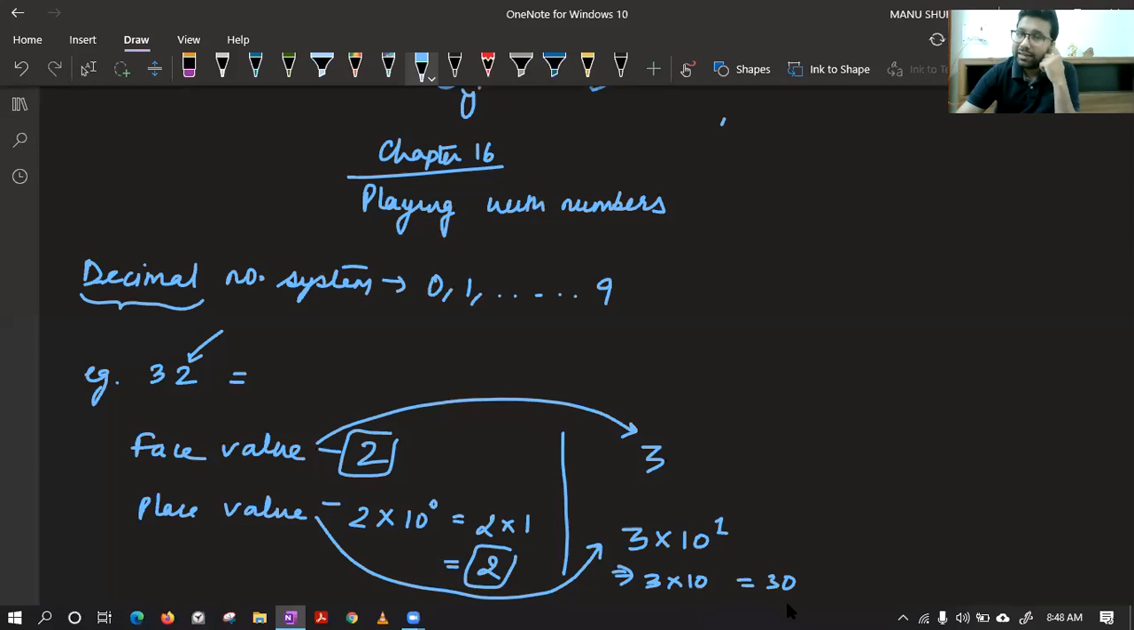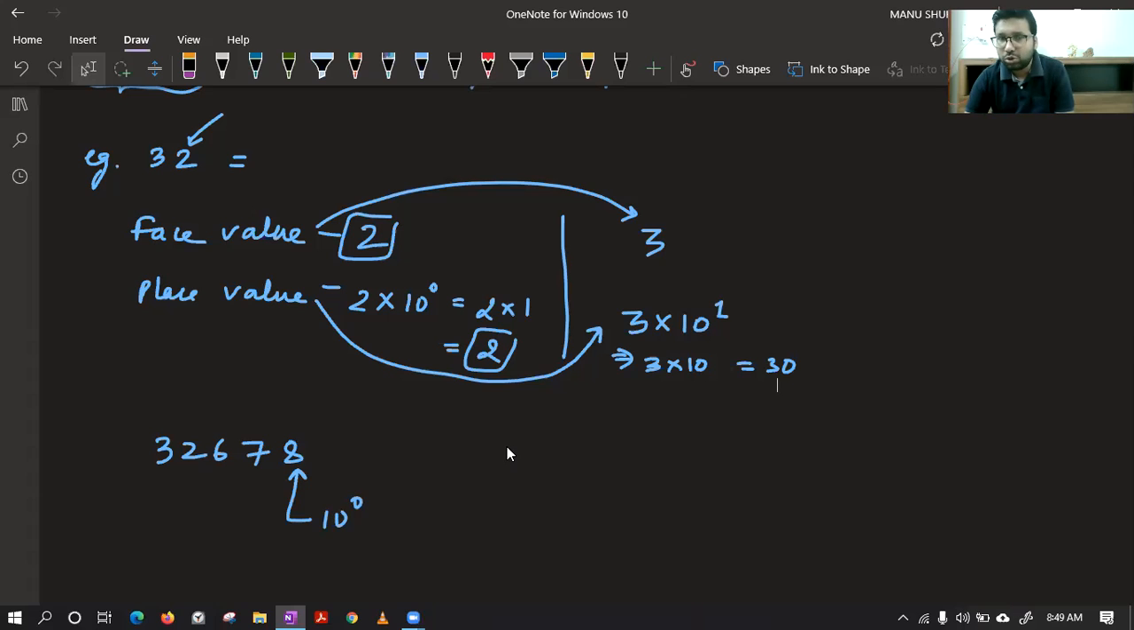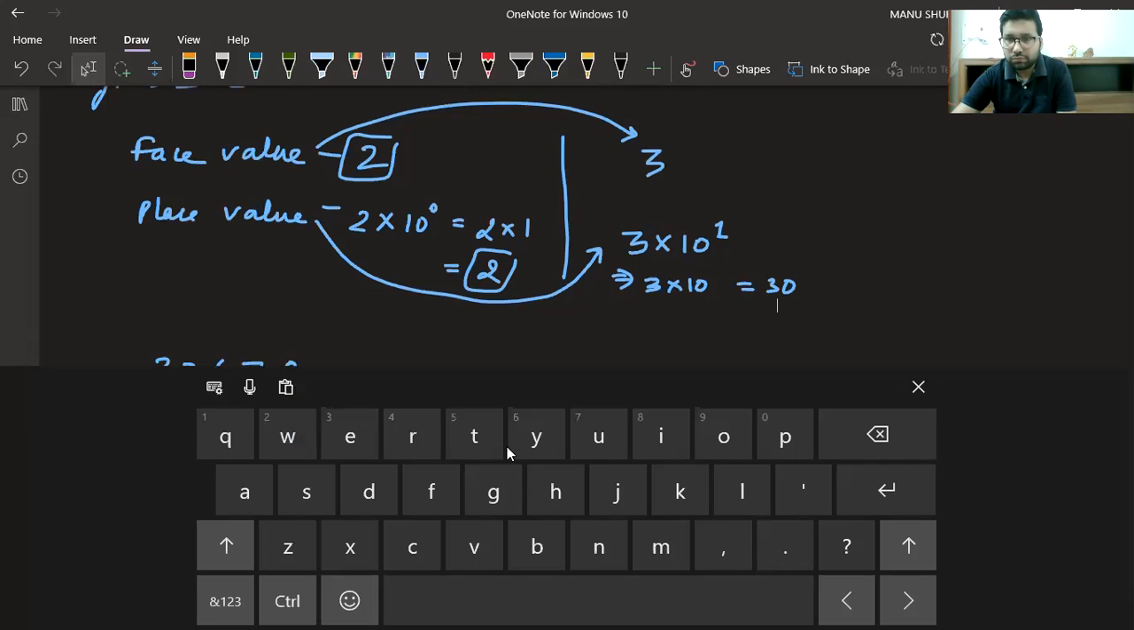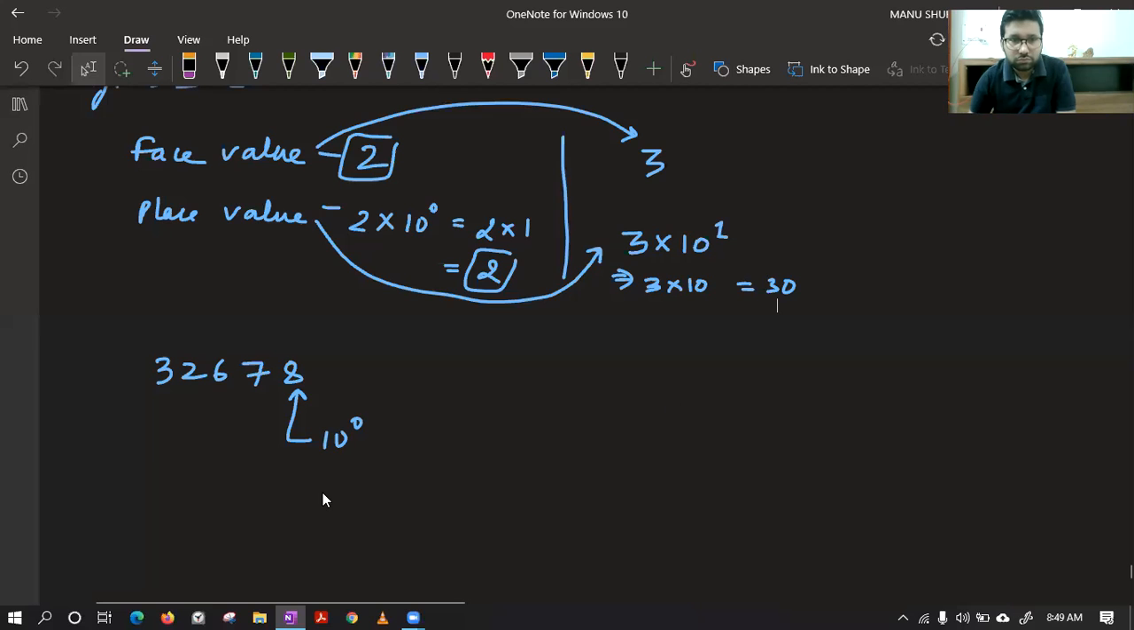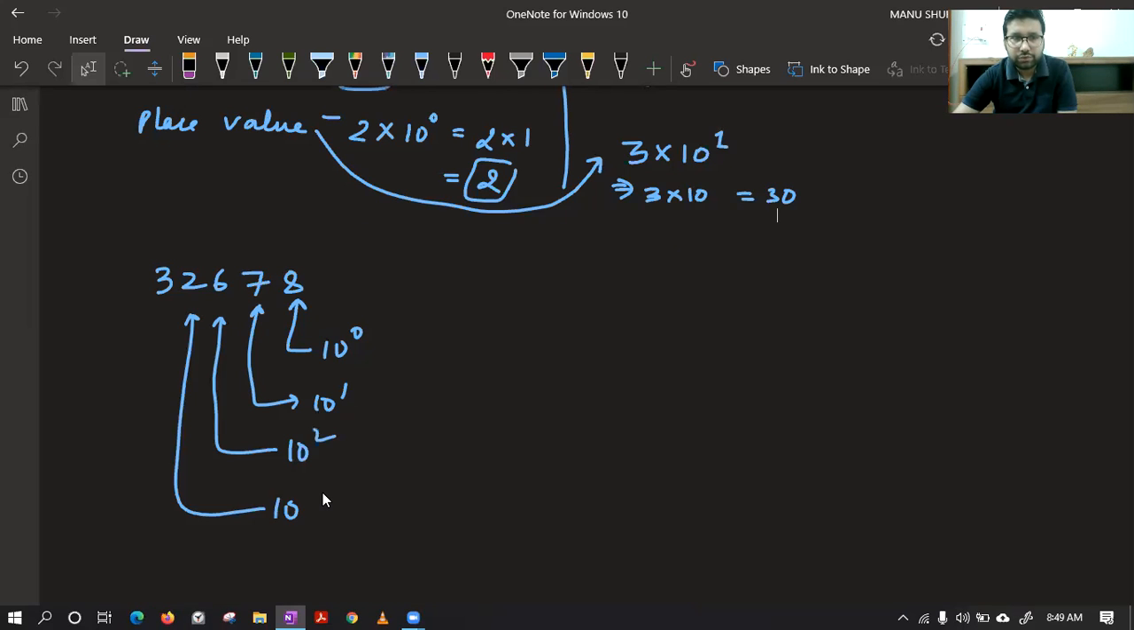So we can see whatever number we have, we have to give the position weight to it. If we are dealing with decimal number system, we can write like this: 3, 2, 6, 7, 8. I can say the position weight is 10 power 0, 10 power 1, 10 power 2, 10 power 3, 10 power 4.